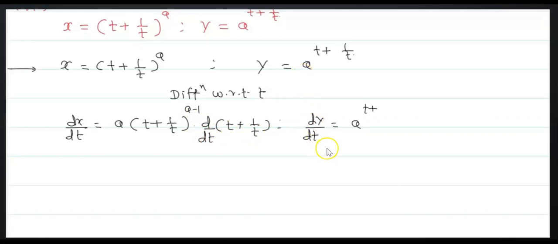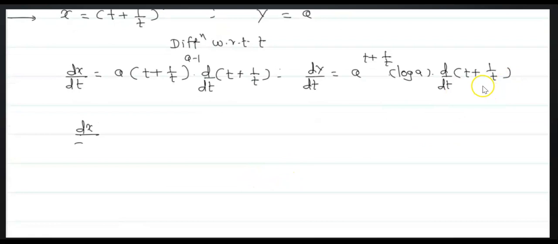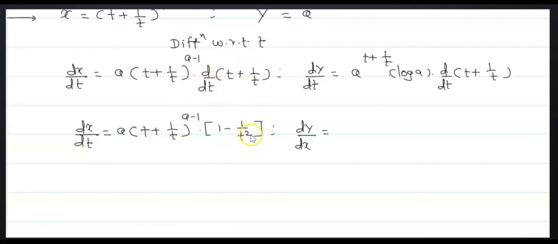At the same time, dy/dt: the derivative of a raised to (t plus 1 upon t) is a raised to (t plus 1 upon t) into log of a into d/dt of (t plus 1 upon t). Derivative of t is 1, and of 1 upon t is minus 1 upon t square. Therefore, dx/dt is equal to a(t plus 1 upon t) raised to a minus 1 times (1 minus 1 upon t square), and dy/dt is equal to a raised to (t plus 1 upon t) log of a (1 minus 1 upon t square).